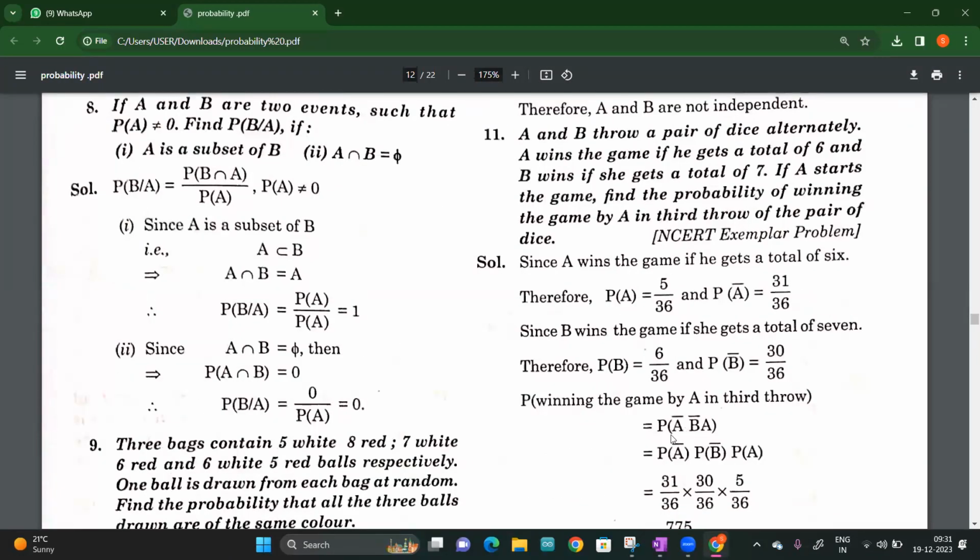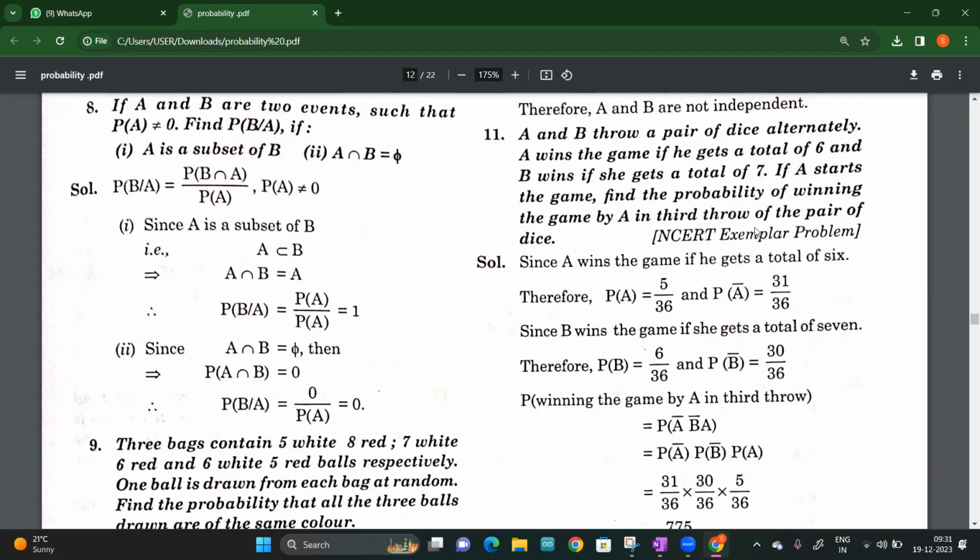Okay, that's the comment on that. Next, 11th question. Copy it. A and B throw a pair of dice alternately. A wins the game if he gets a total of 6. How many dice are here? 2 dice. They are playing a game, and the sum total will be 6, then A wins. B wins if she gets a total of 7. If A starts the game, find the probability of winning the game by A in the third throw of a fair dice.